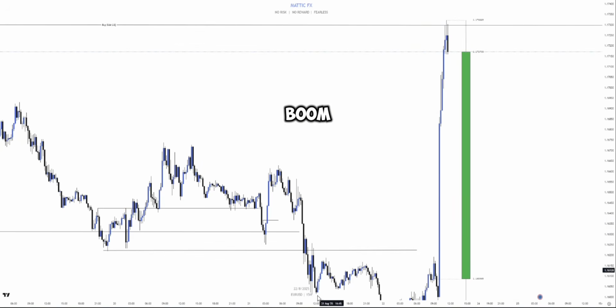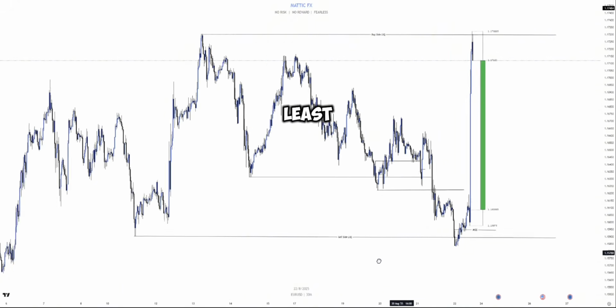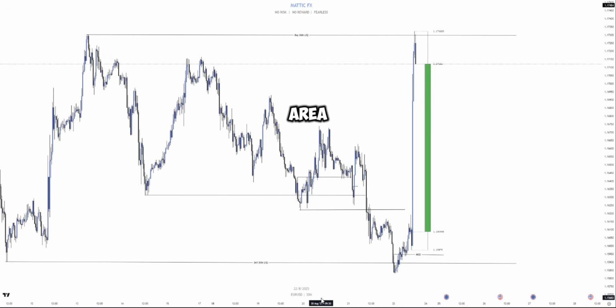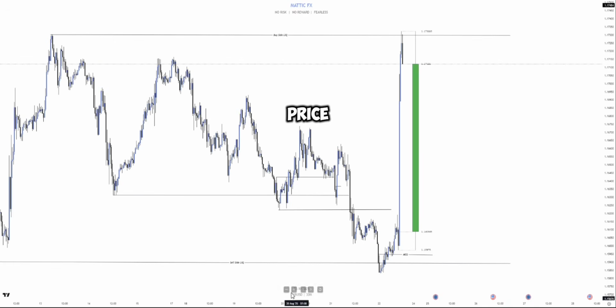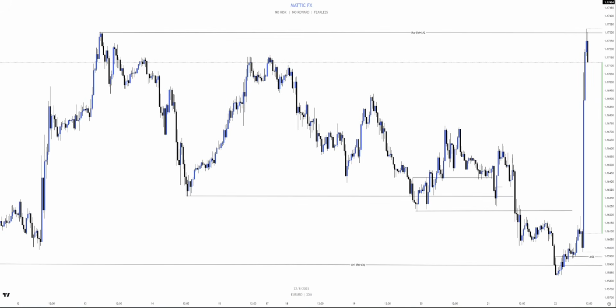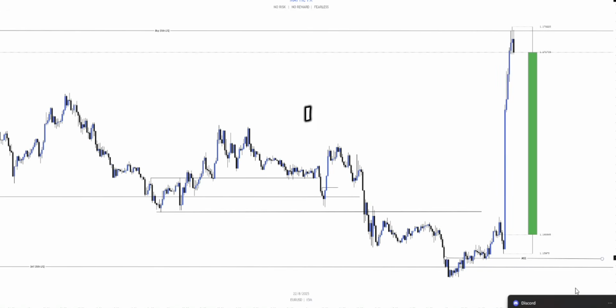Alright, so boom, we're at this area of interest. At least this is looking somewhat better. Okay, so we're at this area right here. Price immediately starts to reject. The FOMO in me, I literally wanted to enter. All I had to do was be patient. I literally sit on my hands.